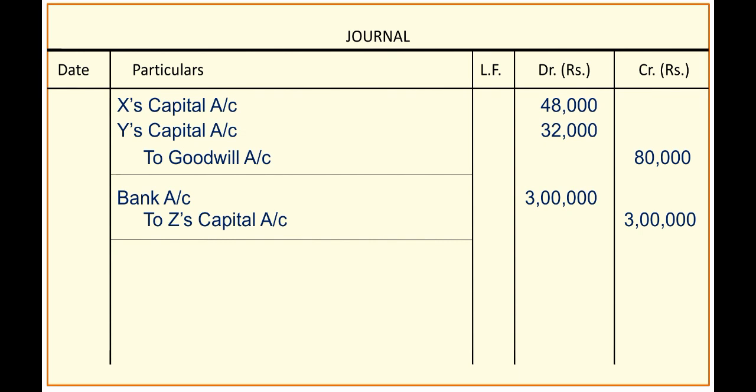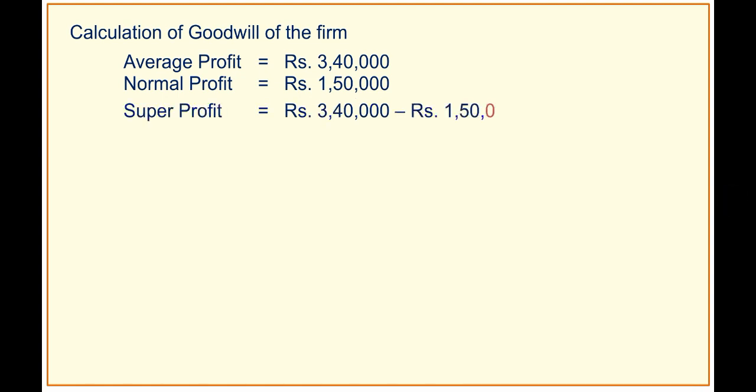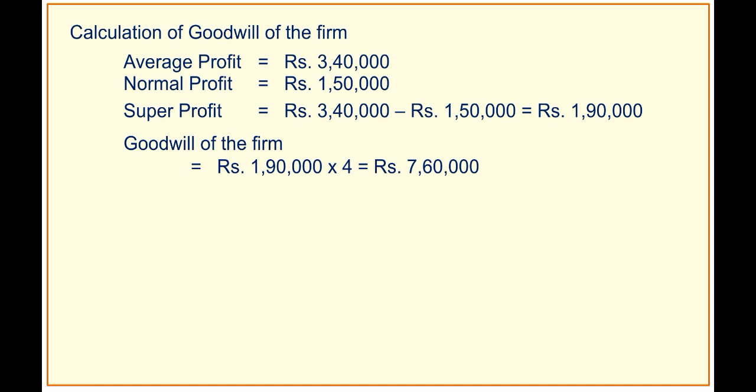So first let's calculate goodwill. Let's come back to our working notes. Calculation of goodwill of the firm. We are given average profit as rupees 3,40,000 and normal profit as rupees 1,50,000. We will deduct both the amounts and derive super profit, which comes to 1,90,000. Then goodwill is at 4 years purchase. So 1,90,000 into 4 will give us rupees 7,60,000. This is the goodwill of the firm.